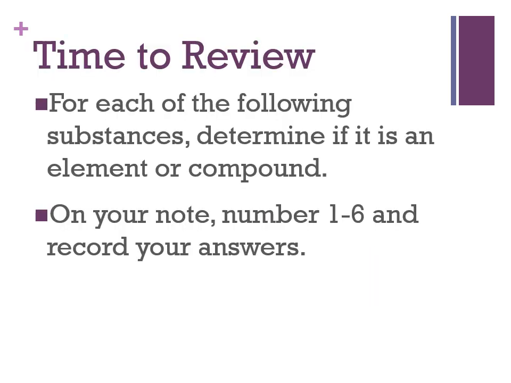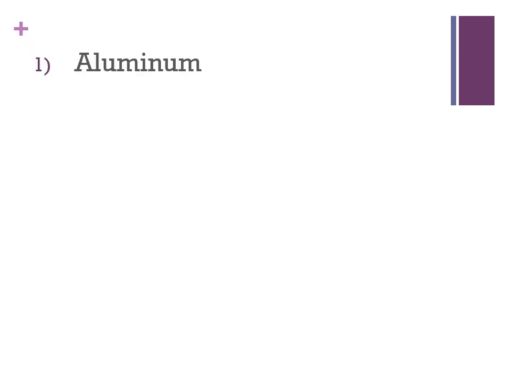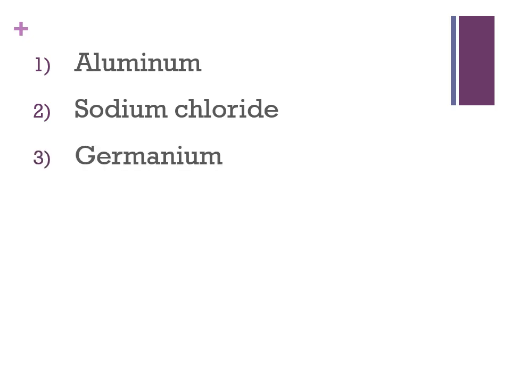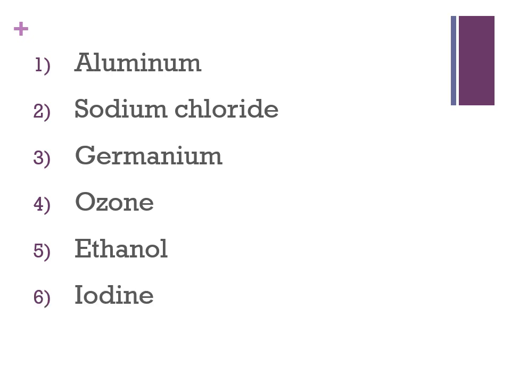So it's time to review. On your note sheet, number 1 to 6, and as you go through the following substances, determine if it is an element or compound. Aluminum, sodium chloride, germanium, ozone, ethanol, and iodine. For each one, determine if it's an element or a compound.